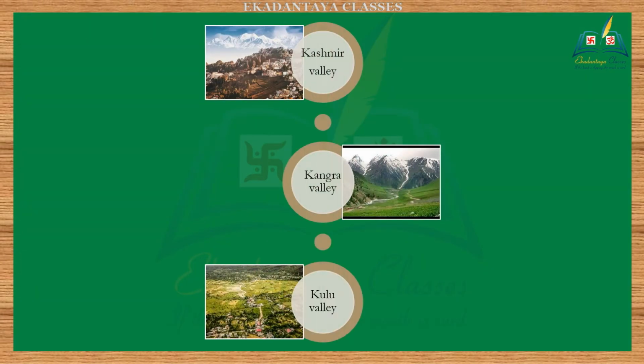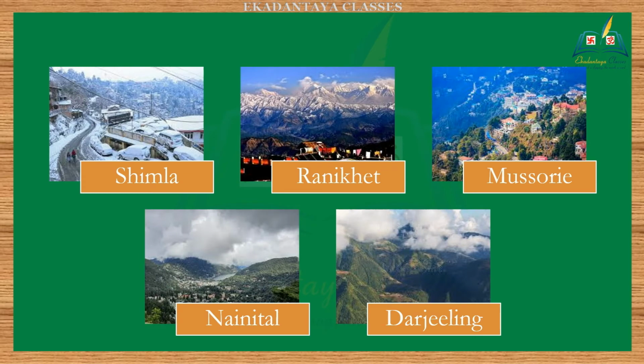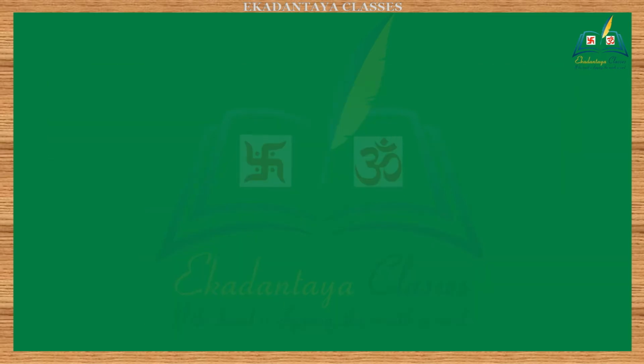They contain many valleys such as Kashmir Valley, Kangra Valley, Kulu Valley, etc. These are also noted for hill stations, such as Shimla, Ranikhet, Mussoorie, Nainital and Darjeeling.